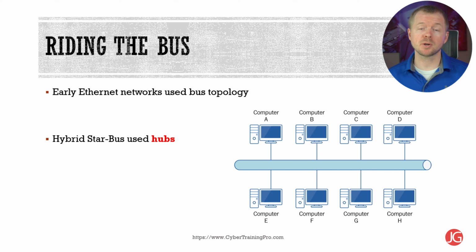Early Ethernet networks were constructed as a bus network. This means that all computers on the network were connected on the same cable. As networks shifted to a hybrid star bus topology, the center device they used was called the hub, which is basically an electronic repeater that sent the signal out all of its ports. Now we're going to talk about the different types of networks that you'll see.